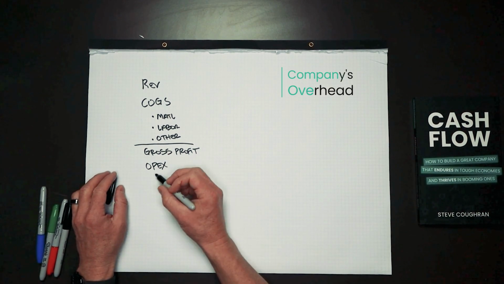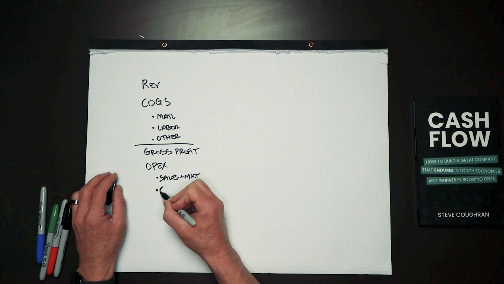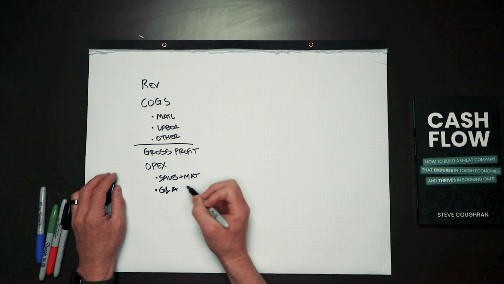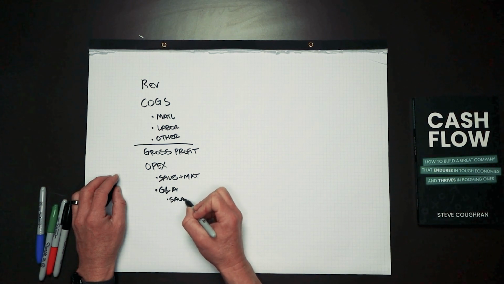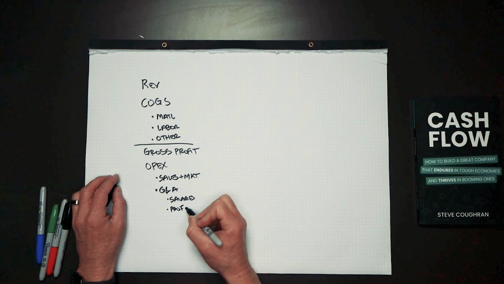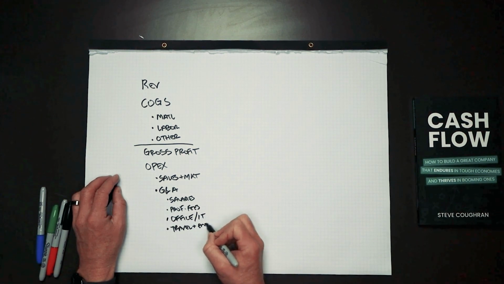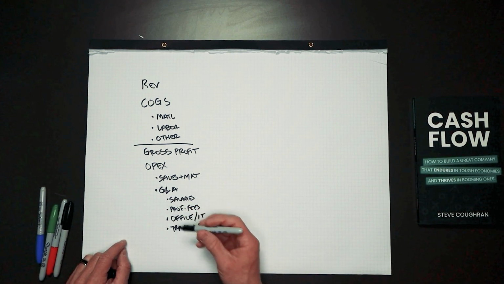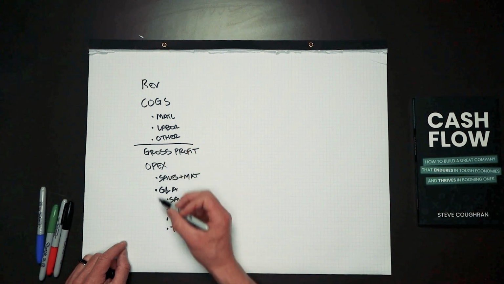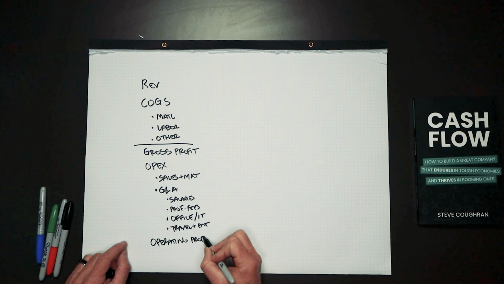Now, there are three main categories under OpEx. We have sales and marketing. We have general and administrative expenses, and I'll just list out a few here. We have, let's just say, salaries. We have professional fees, office and IT, travel and entertainment, etc. All right, there are a bunch, but that gives you a rough idea of what categories are under this section. If we take gross profit minus OpEx, we arrive at operating profit or loss, but hopefully operating profit, all right?